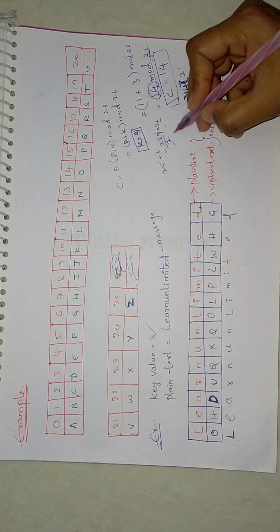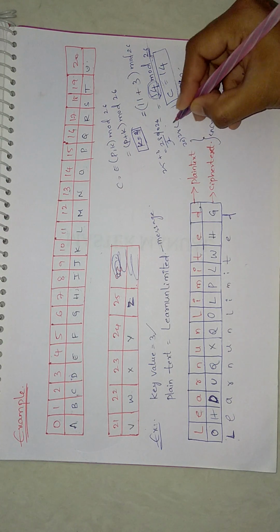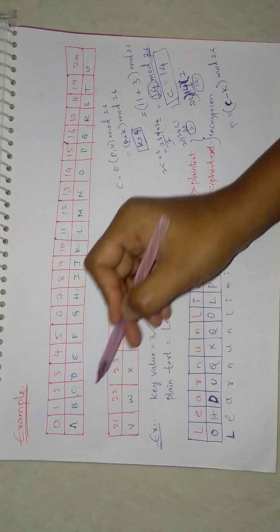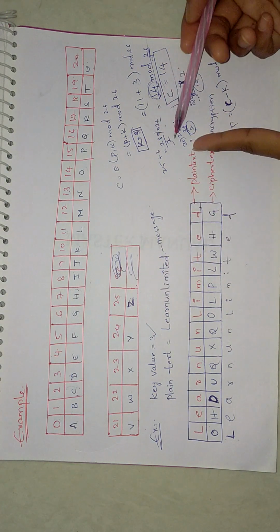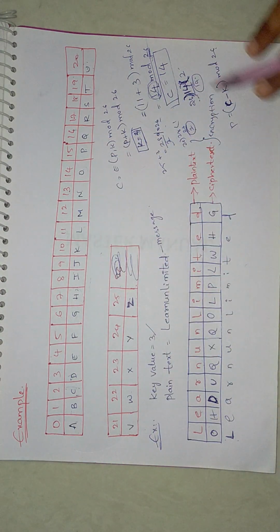26 goes once into 26, and 2 is the remainder. So the mod will be this one. This is how it goes. If it is Z, you can go with this calculation, or else you can just go the cycling way. This is how you have to do the Caesar cipher technique. Thank you.